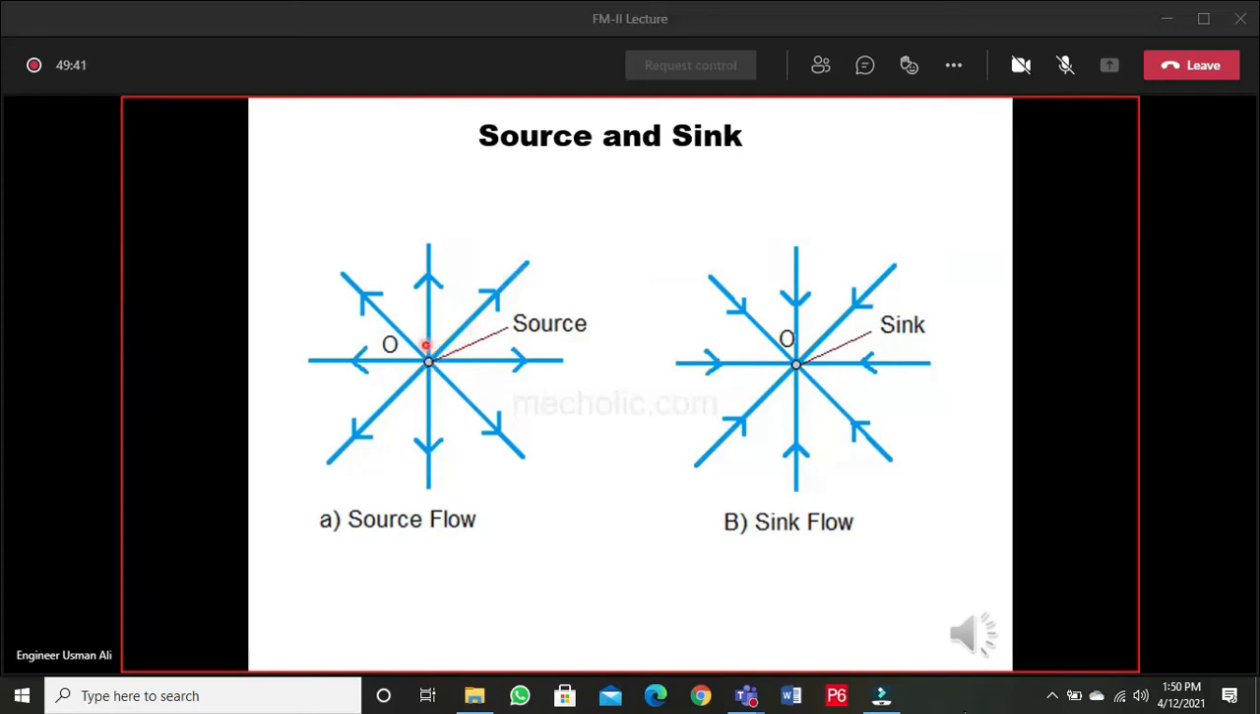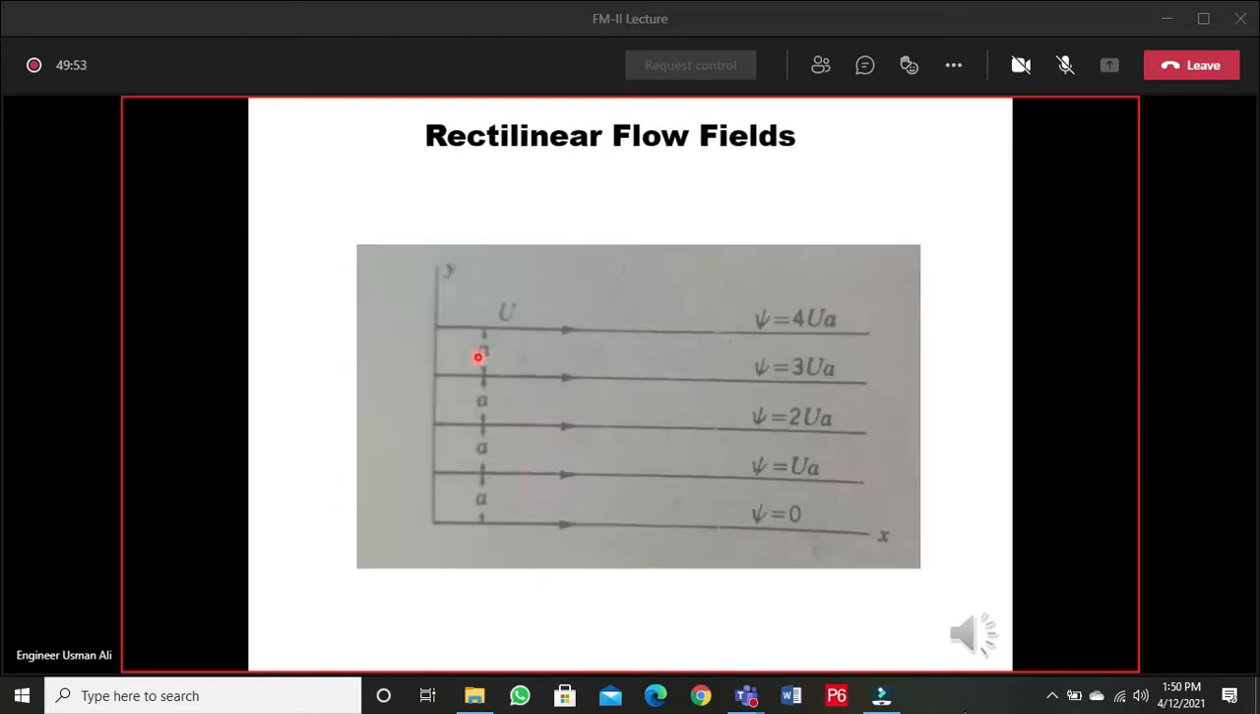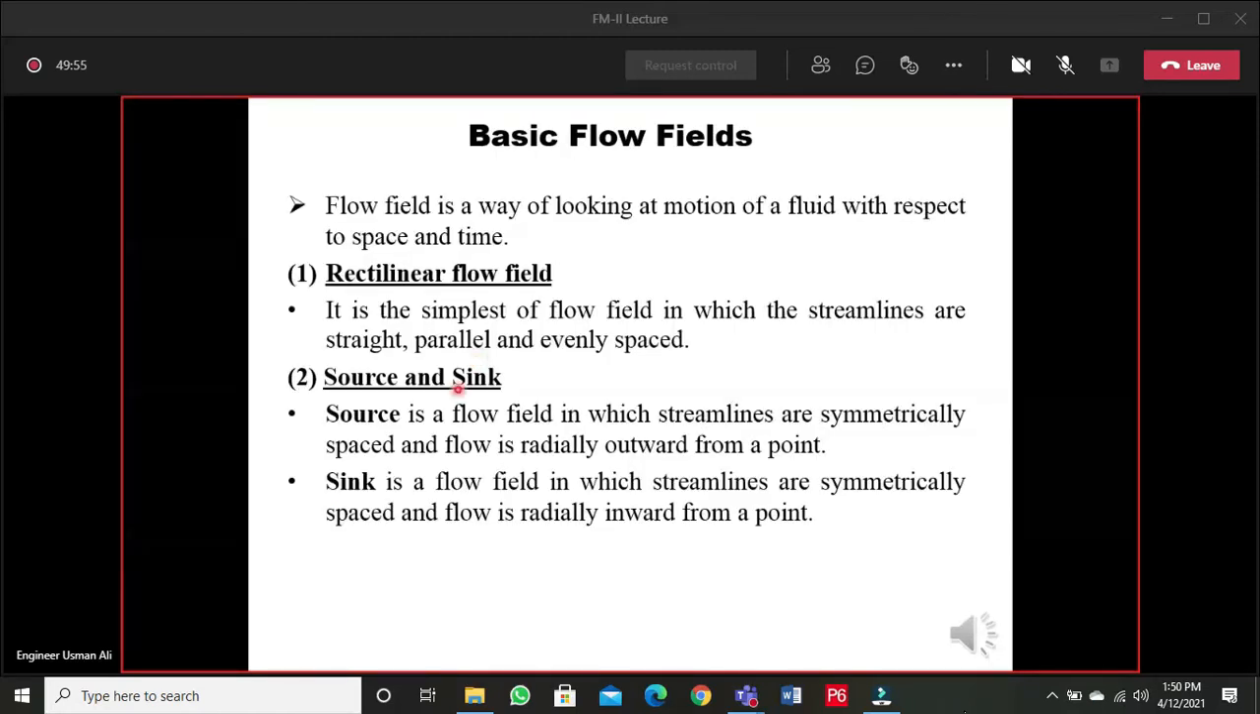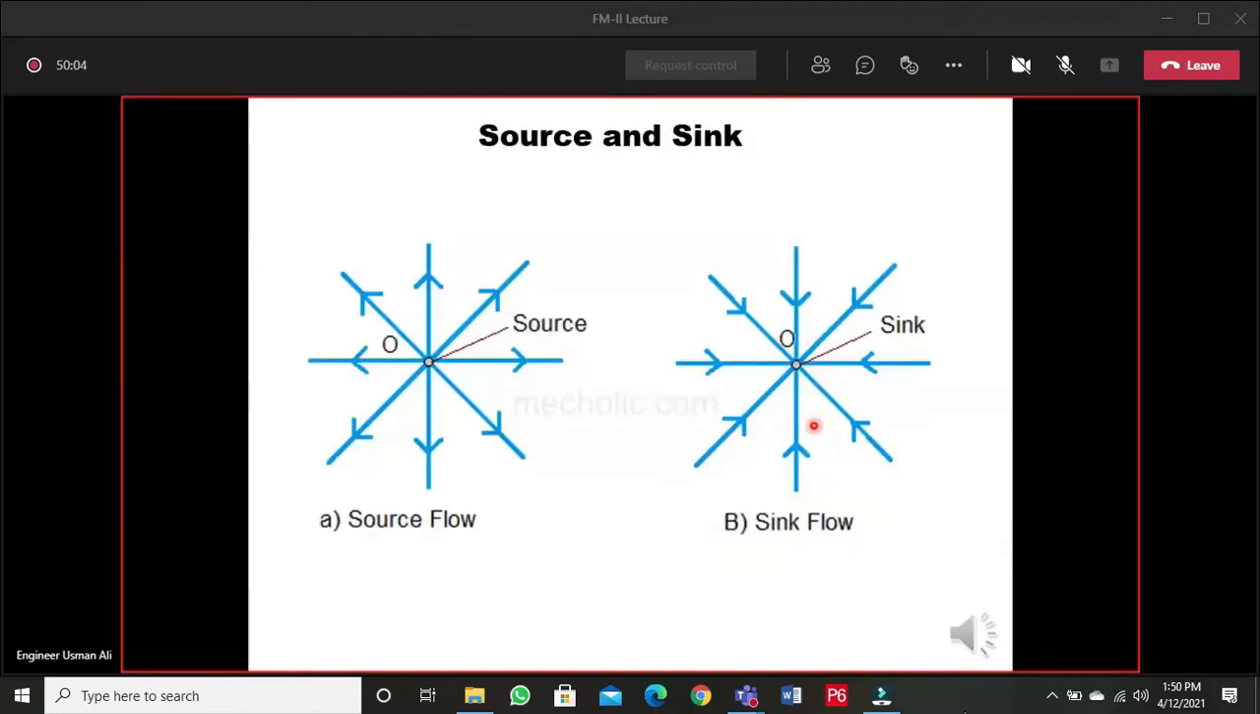You can see the streamlines are symmetrically spaced, and the flow is radially outward from a common central point that is called a source. Then we have sink. It is a flow field in which streamlines are symmetrically spaced and flow is radially inward to a point. So, this is the sink flow. The streamlines are symmetrically spaced and flow is radially inward to a central point, that is called sink.